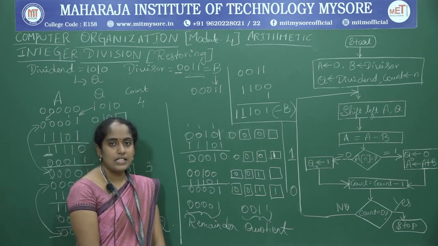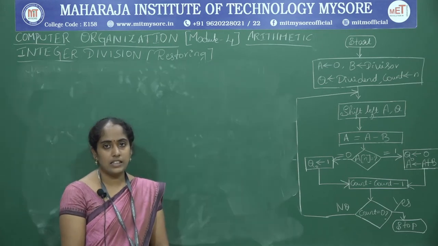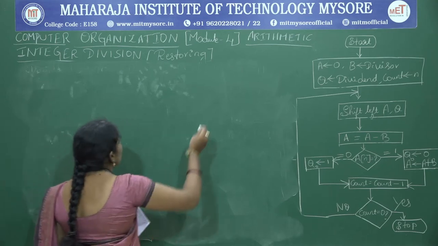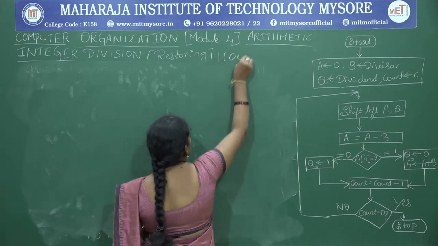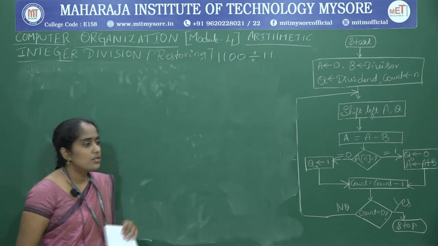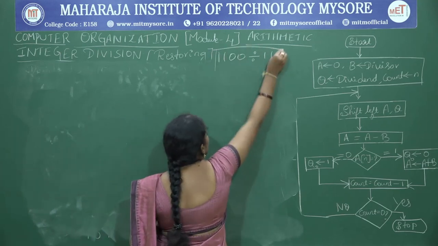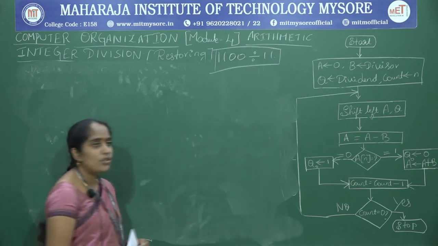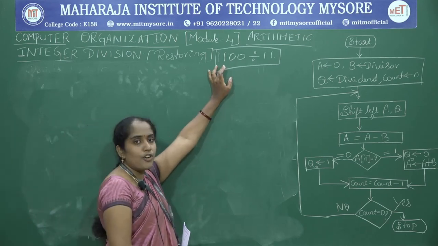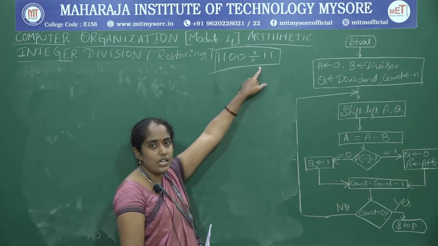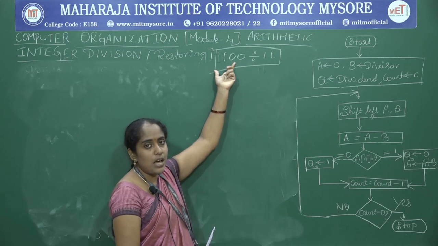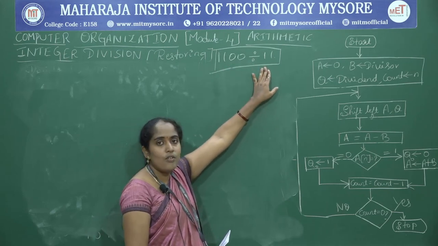Okay, let's take the second example, that is 1100 divided by 11. So this is the problem. Perform 1100 divided by 11. So here, the dividend contains 4 bits, but the divisor contains only 2 bits. In that case, the divisor bits depend on the dividend value. So you need to make this into 4 bits.